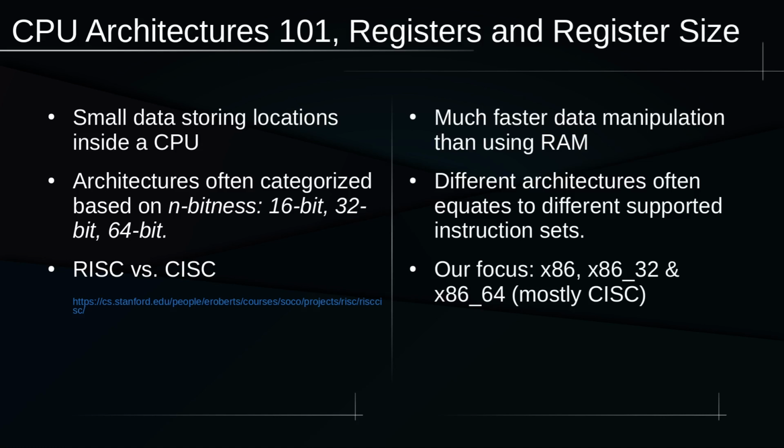And finally, we already talked about instruction sets. Instruction sets refers to the set of instructions that a CPU supports. And a different architecture often equates to different supported instruction sets. So an ARM CPU has different instructions than an Intel CPU, than an x86 CPU.